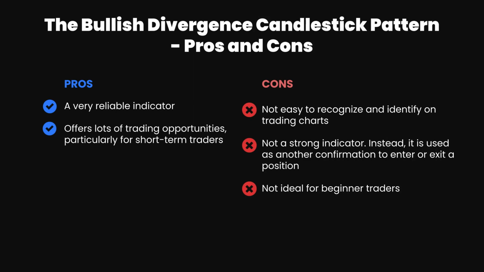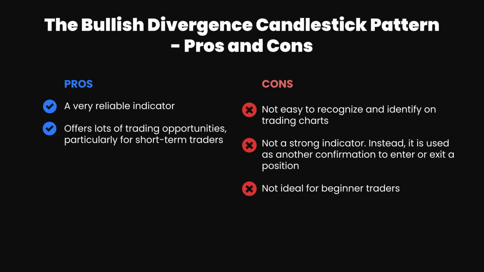Okay, here are a few of the pros and cons for the bullish divergence pattern. On the pros side of the ledger, it's a very reliable indicator. Many traders view bullish divergence as being an important part of their trading plan. Also, the bullish divergence pattern offers a lot of trading opportunities, particularly for short-term traders. It's a commonly occurring pattern and may be applied to many markets on many time frames.